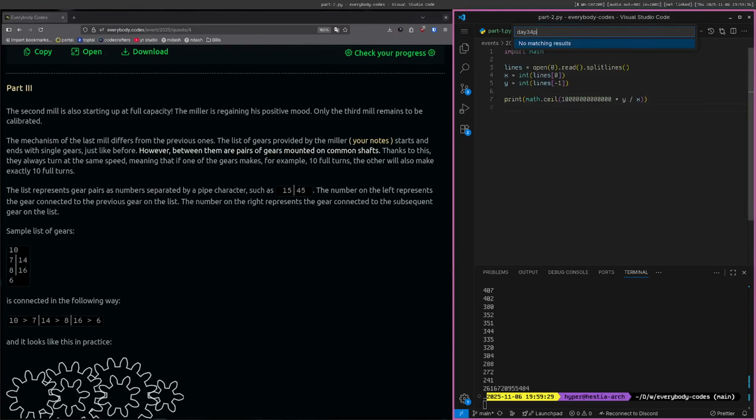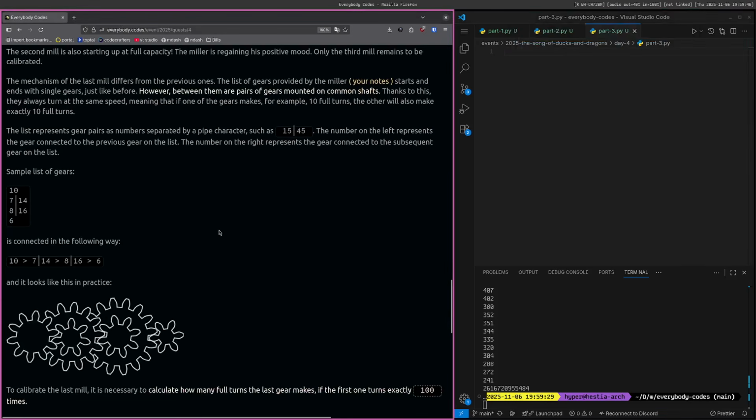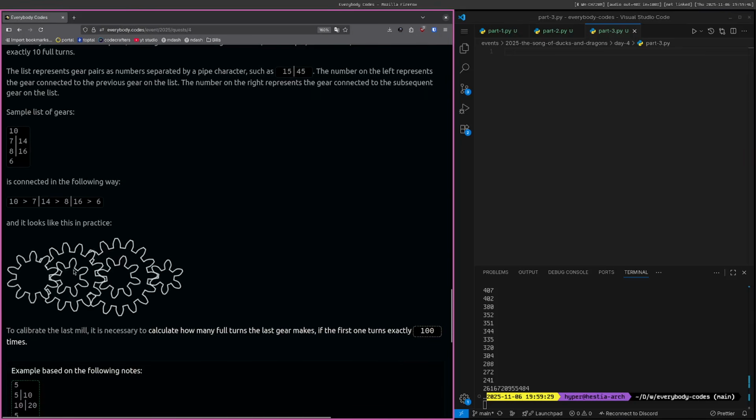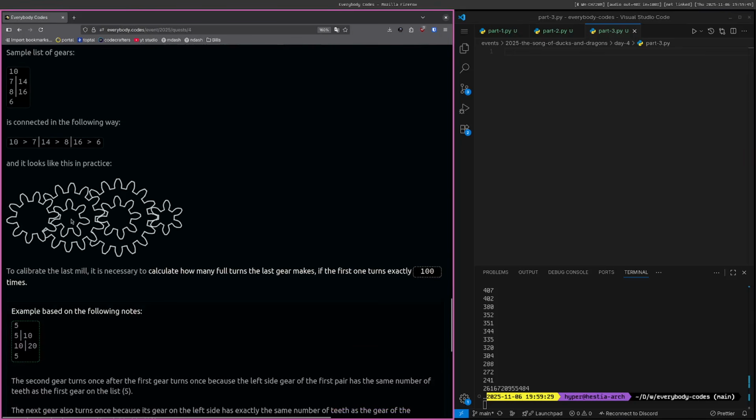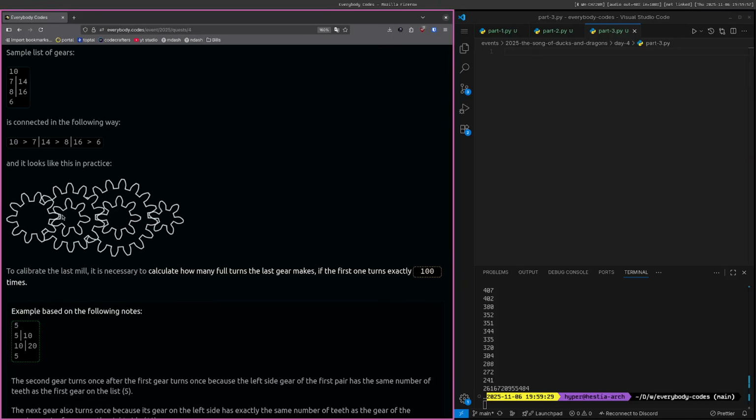Finally, looking at part 3, we now have a bit more complex of a situation. This time we do actually have to look at the middle values. So it's common when you're doing gear change to have something like this where you'll have two gears of different sizes attached to one axis. And so what this does is it makes the two gears turn at the same ratio.